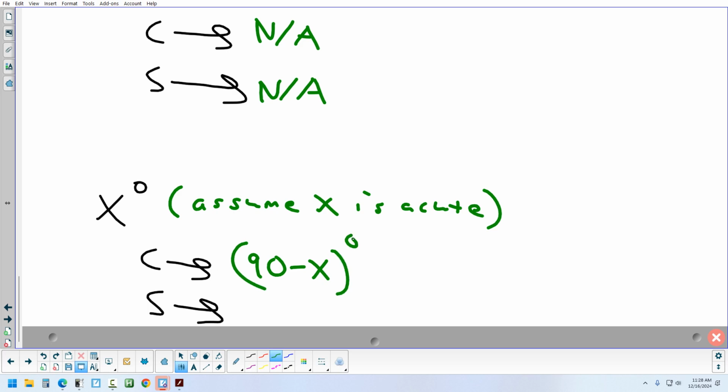And the supplement? Yep. And would either one of those ever come out negative? In this problem, no, why not? Because x is acute. So if you know x is less than 90, you'll never get a negative answer. Questions on that?